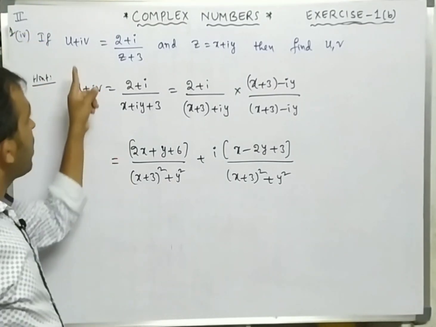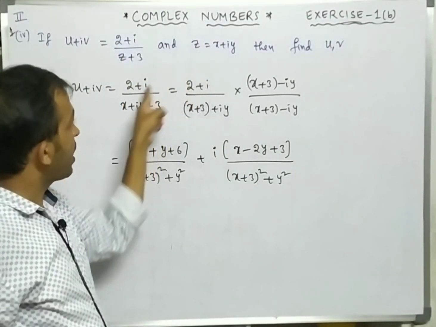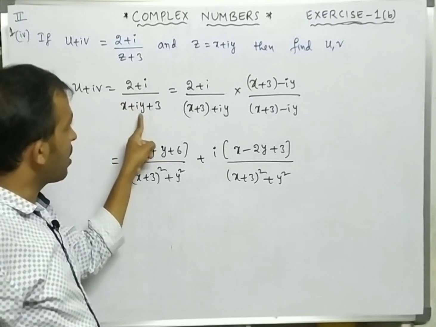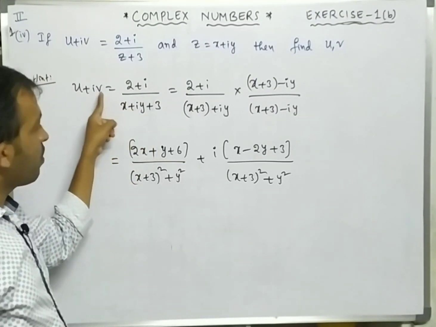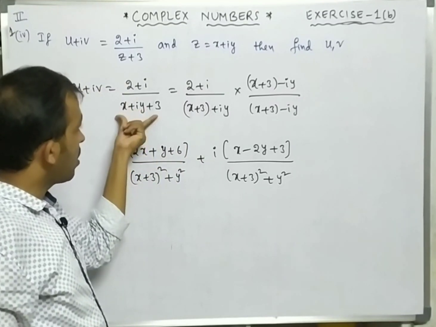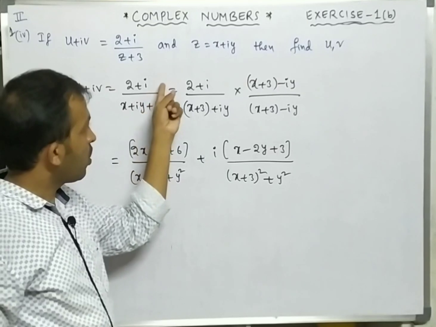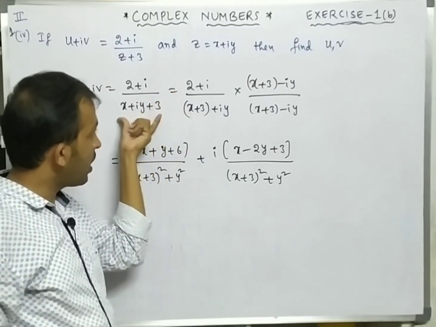(u plus iv) is equal to (2 plus i) by (z plus 3), and z is equal to x plus iy. Then find the values of u and v. Find the real and imaginary parts. So this is not of the form a plus ib, so multiply numerator and denominator with the conjugate of the denominator.